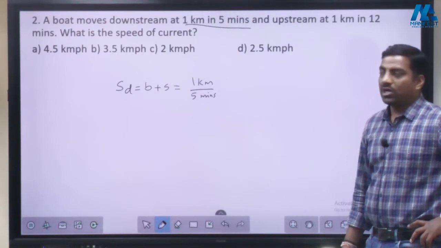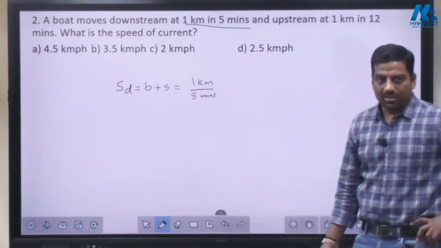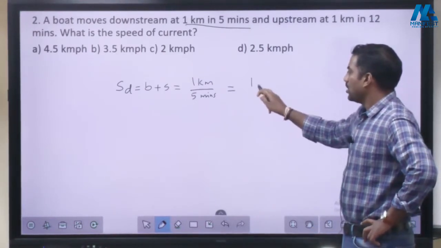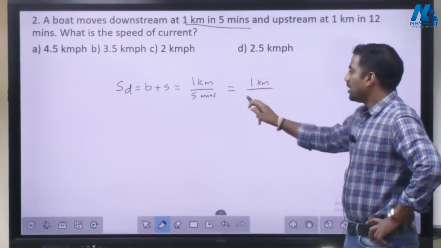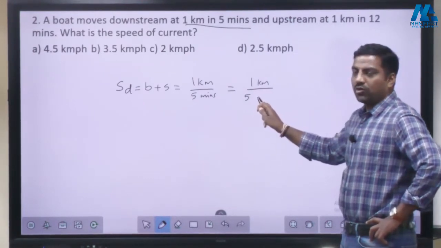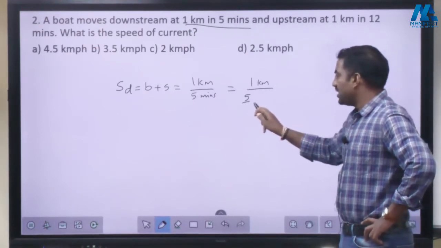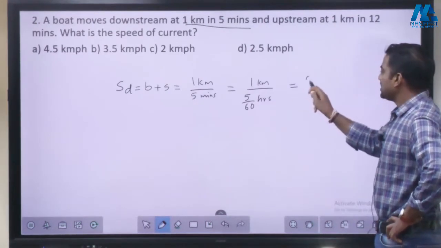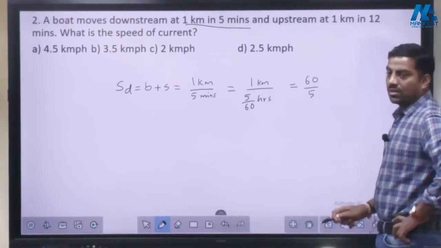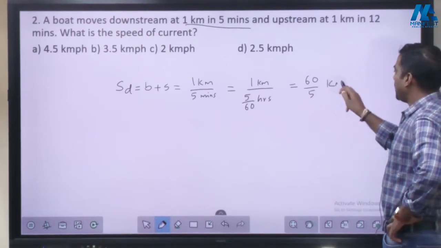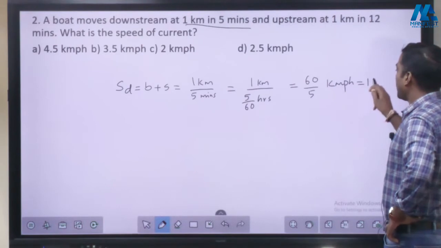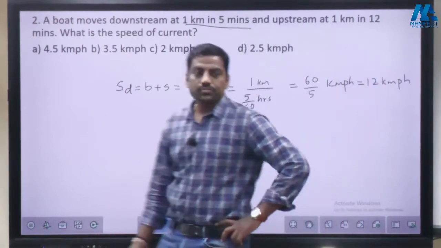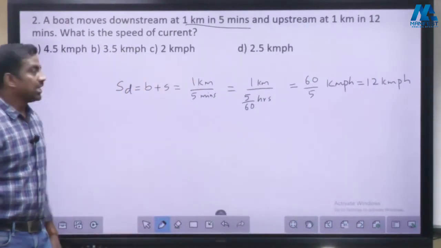So how do you write it in kilometer per hour? Because the answers are given in kilometer per hour, I have to convert these minutes into hours. How do you do that? 1 km, write 5. Instead of minutes, what do you have to write? Hours, no? So you have to divide this by 60 and write hours. So it will become 60 by 5 kilometer per hour, or this is 12 kilometer per hour. So B plus S is equal to how much? B plus S is equal to 12 kilometer per hour.